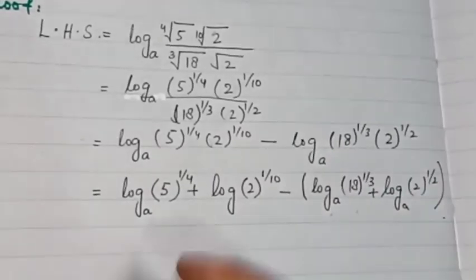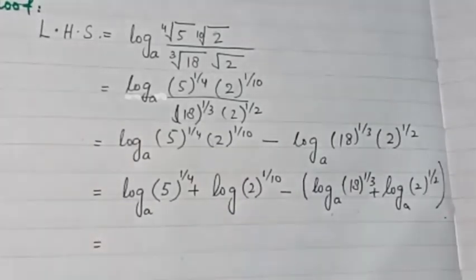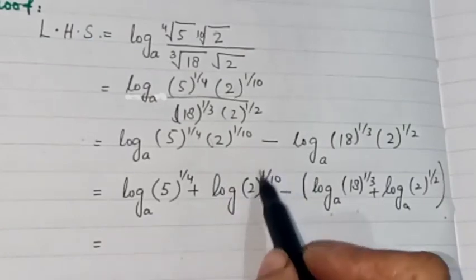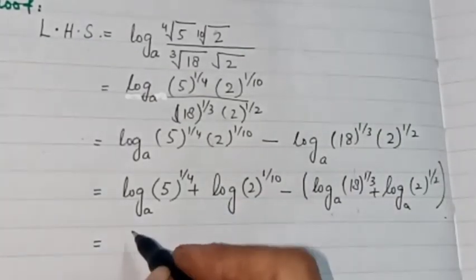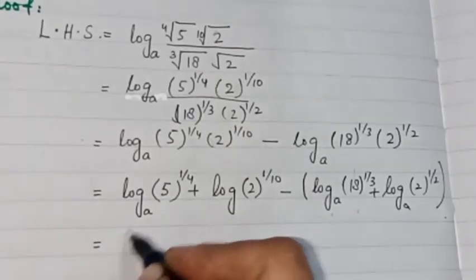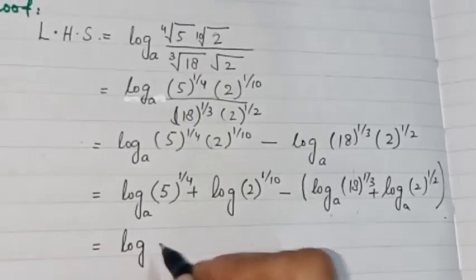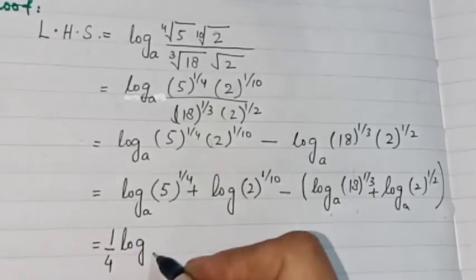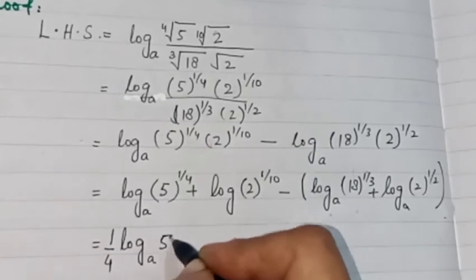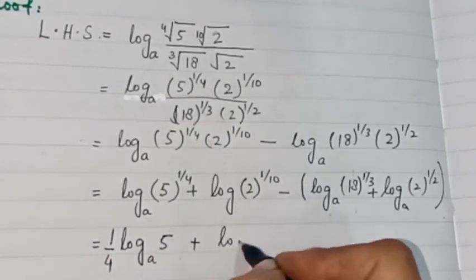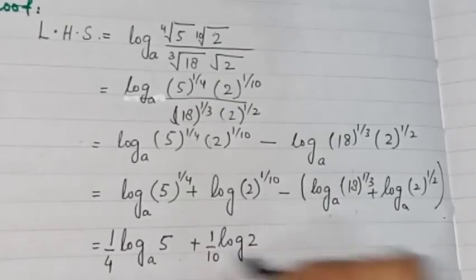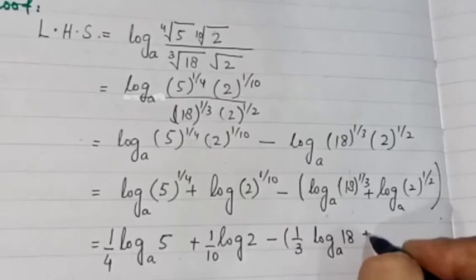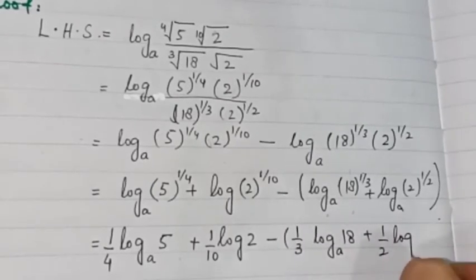Now we have to apply one more law on this, because we can see that there are powers present, so we apply the third law. According to the third law, the power will come in the beginning of each log. So 1 upon 4 log of 5 plus 1 upon 10 log of 2, minus the bracket, 1 upon 3 log of 18 plus 1 upon 2 log of 2.